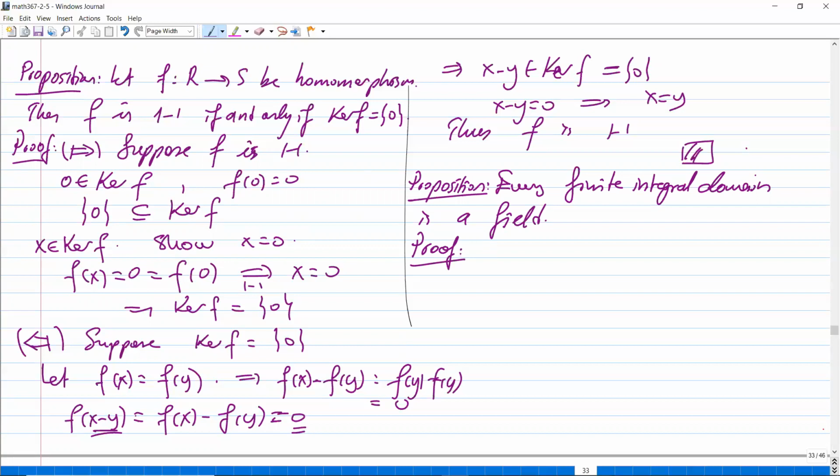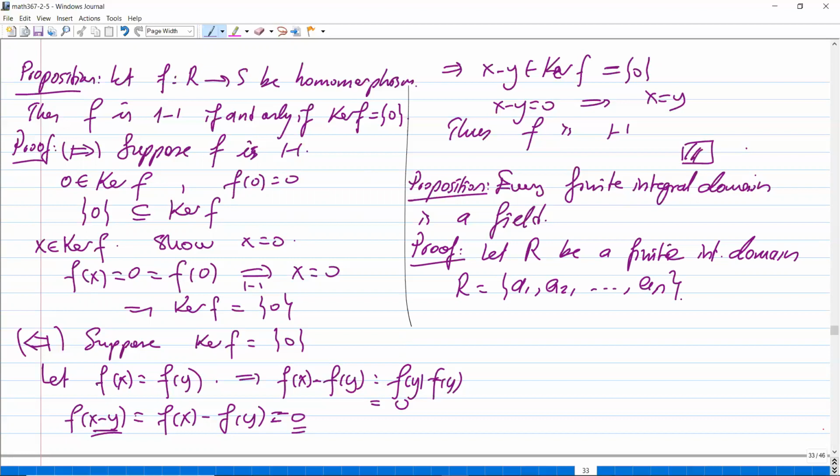Let R be finite. Finite means it contains only a finite number of elements, a finite set. Let R be a finite integral domain. So we can write R as a1, a2, ..., an. One of them is 0, one of them is 1, and ai is not equal to aj for i not equal to j.